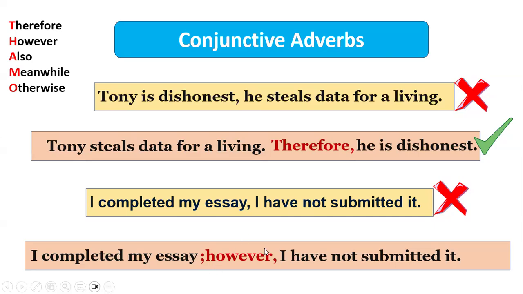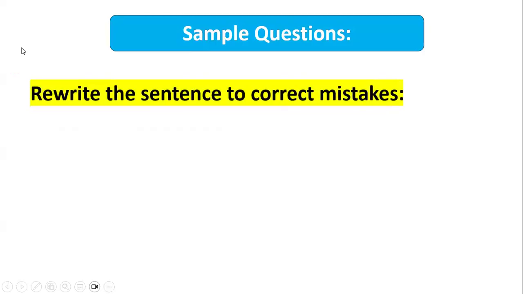So I chose to put however in the middle between the two sentences here. Okay, so semicolon, however, and comma. It's also possible to end this sentence with a full stop and then start however with a capital H and then a comma and continue. Both ways are correct, okay? Now, after we finished all of this, we can look at some sample questions, okay, to apply whatever we learned.